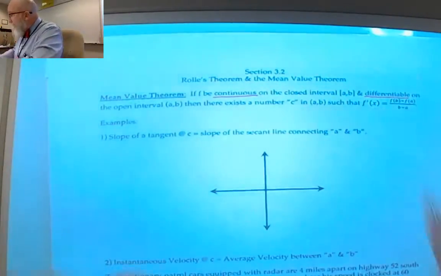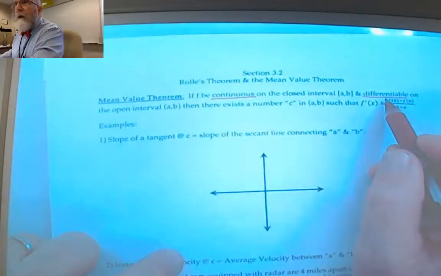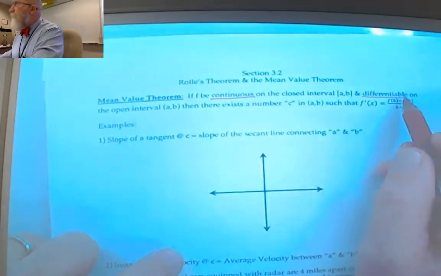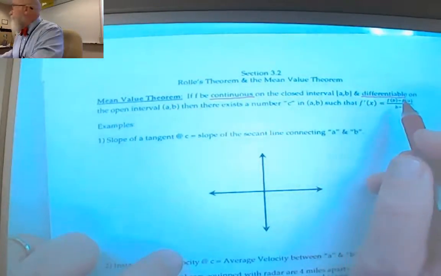So to use it, it has to be differentiable, or what we say in calculus is that the curve is smooth. Or if I take the limit of the derivative as I approach c from the left and the right, I'm going to get the same value.